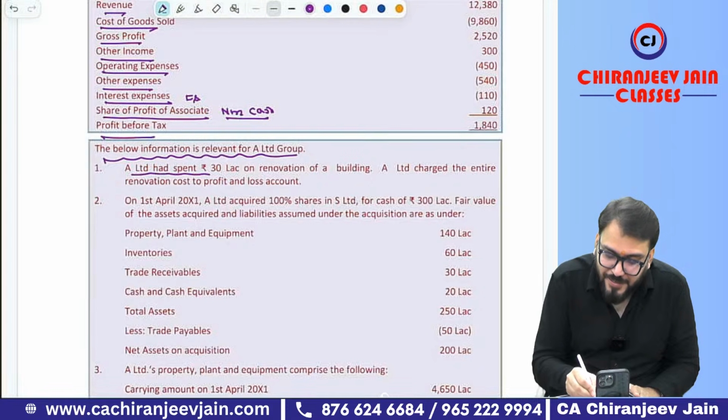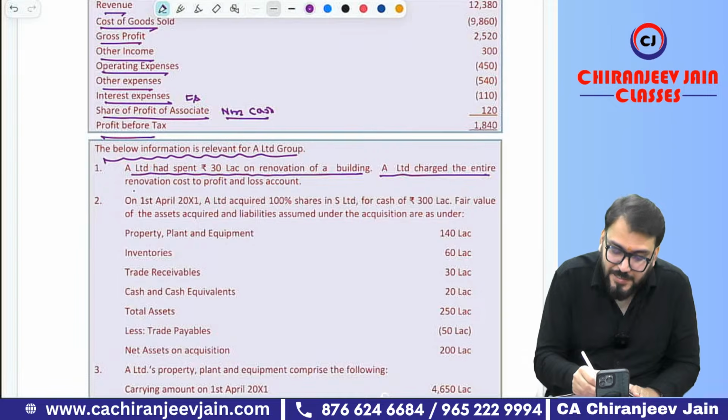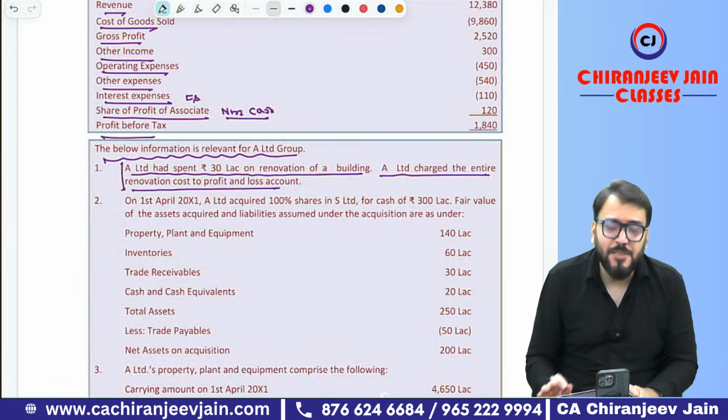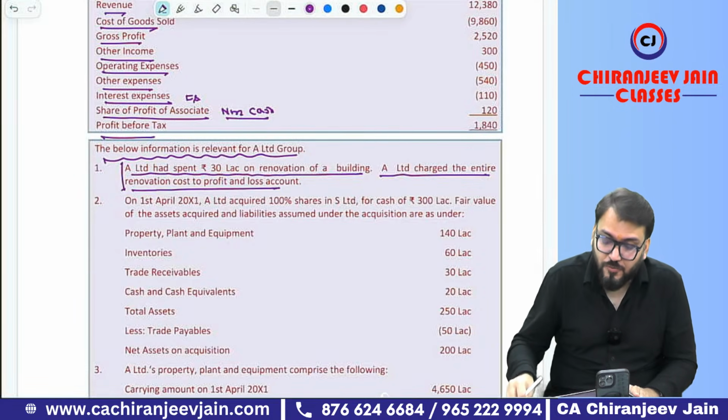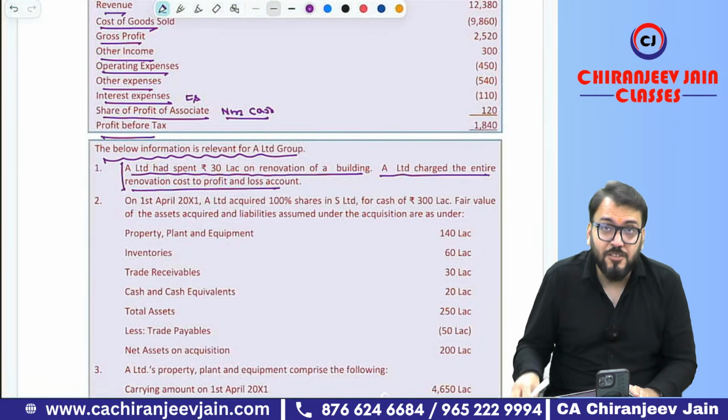A Limited has spent 30 lakh on renovation of building. A Limited charged the entire renovation cost to PL account. So is this one error? One error has been given. If the renovation cost has been charged to PL account, that is not correct.